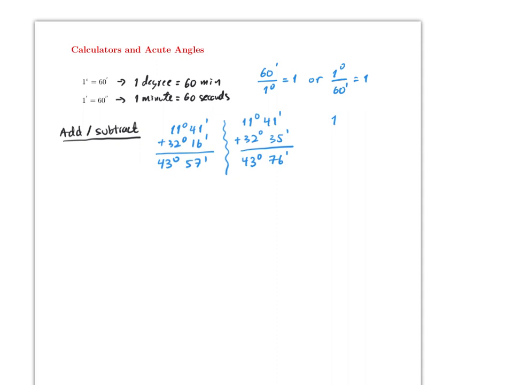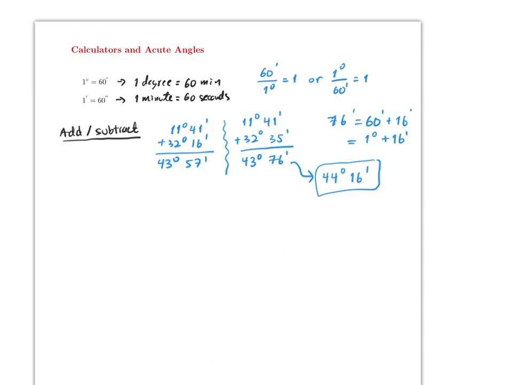So notice that 76 minutes is the same thing as 60 minutes plus 16 minutes. But 60 minutes is exactly the same thing as 1 degree. So this will be 1 degree plus 16 minutes. So this one should be 43 degrees plus 1 degree, which is 44 degrees plus 16 minutes. This is the proper way to write it. It's not that the other is wrong, but the minutes have to be less than 60. So this is how you fix the problem.